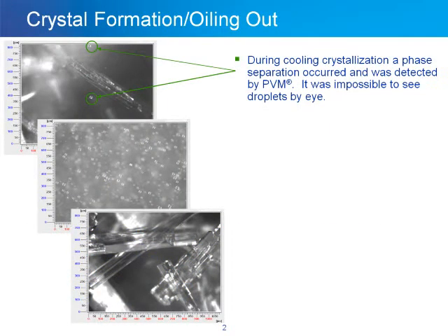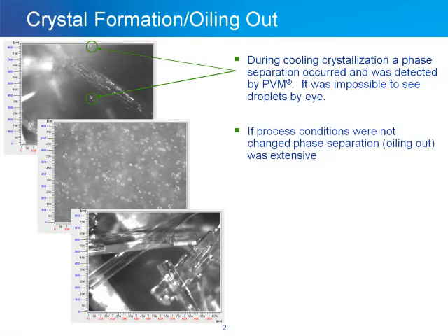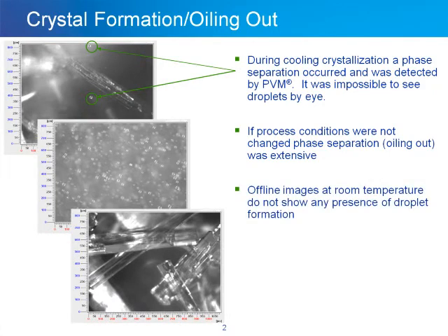This is an example of some PVM images captured in real time from a crystallization. And what you see in this example is that there's a crystallization which is occurring, and during the cooling of the crystallization, there's a phase separation. So this phase separation occurs, and a droplet phase is beginning to form. These droplets were impossible to see by eye, and as you can see in the middle graph, the process was left unchanged, and there was an extensive phase separation. So you can see many droplets formed in this middle image.